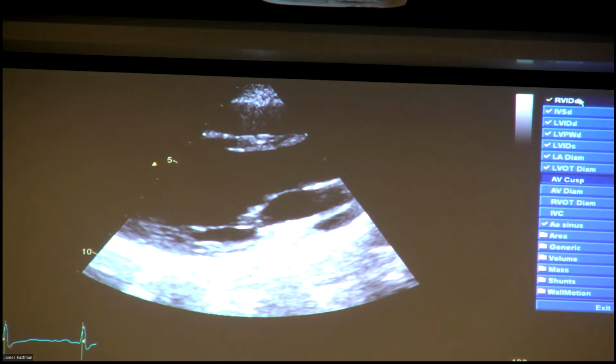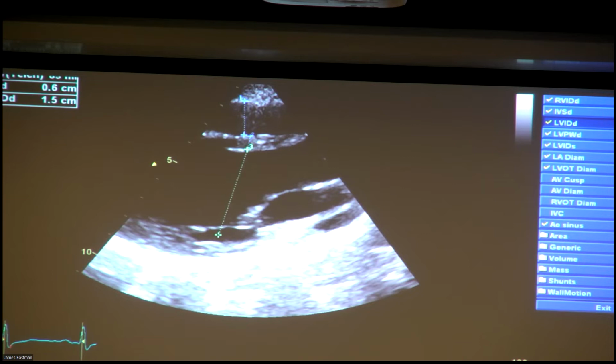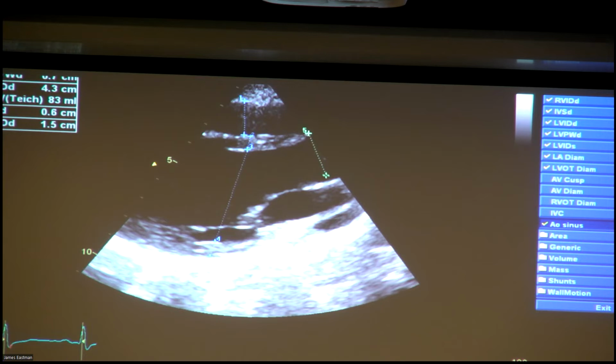I'm going to measure the right ventricle in diastole, the inner edge to inner edge of the right ventricle, the interventricular septum from leading edge to leading edge, the left ventricular internal dimension in diastole, inner to inner, and the left ventricular posterior wall, leading to leading. I also measure a generic aortic sinus measurement, or the sinus of Valsalva. These are the 5 measurements that you need to do for this particular image.